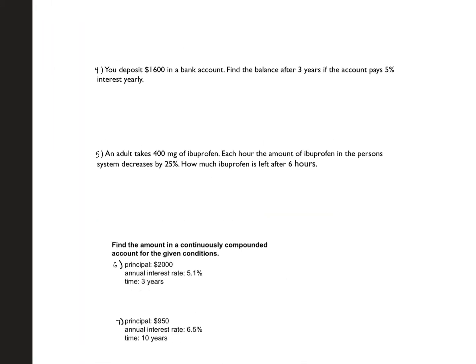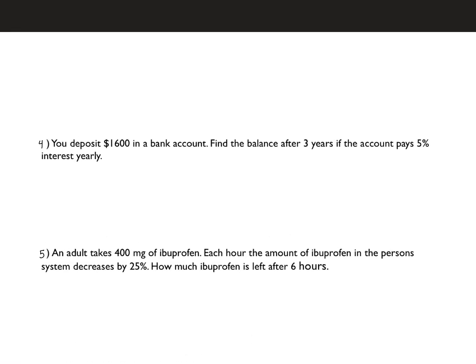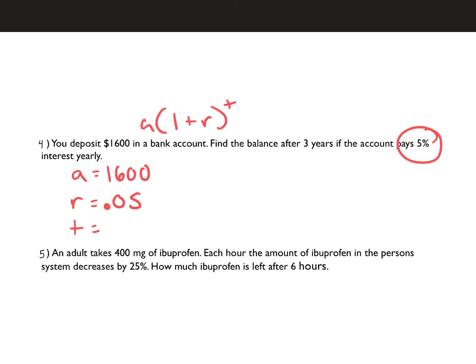All right, so let's take a look at our word problems. Number 4 says you deposit $1,600 in a bank account. Find the balance after 3 years if the account pays 5% interest yearly. So our formula is a times 1 plus r to the power of t. So I need to figure out what a, r, and t are. So what's our starting amount? 1,600. What's our rate? 0.05. Awesome. We have to change 5% to a decimal, so 0.05. And what's the time? 3 years.